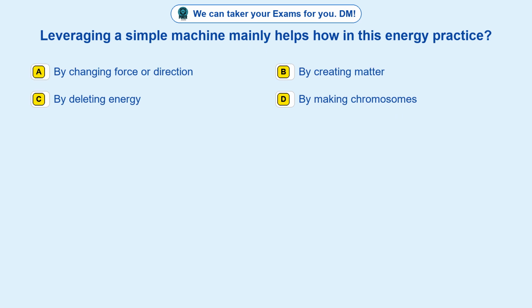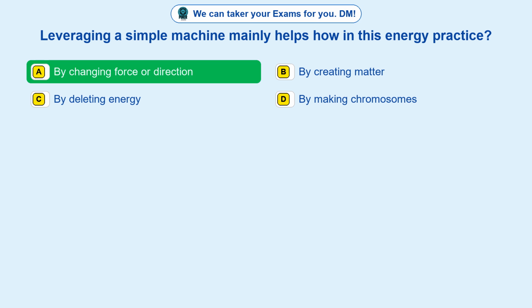Question 63. Leveraging a simple machine mainly helps how in this energy practice? Option A, by changing force or direction. Option B, by creating matter. Option C, by deleting energy. Option D, by making chromosomes. The correct answer is option A.